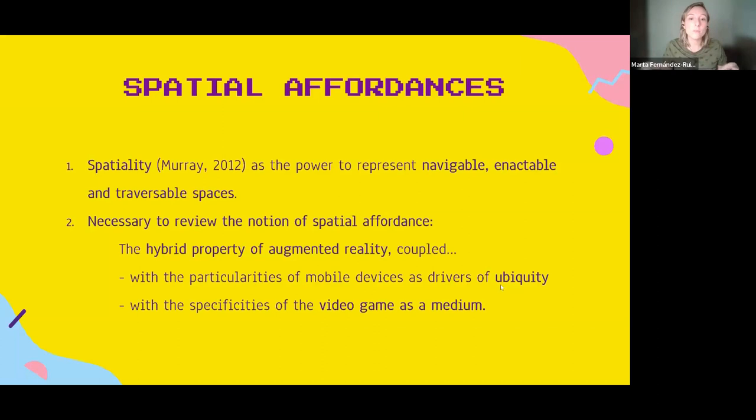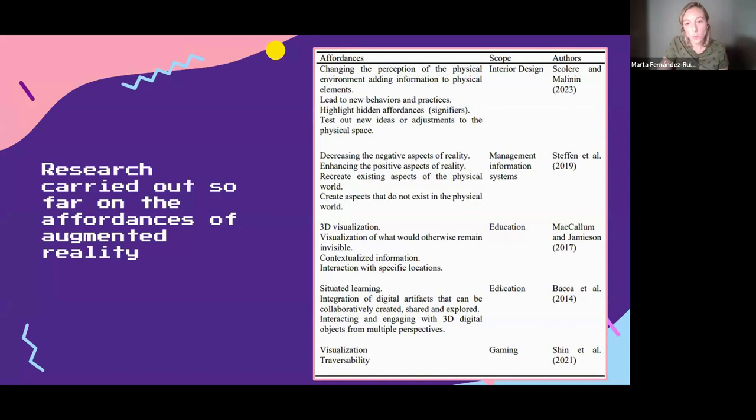taking into account the particularities of mobile devices as drivers of ubiquity and the specificities of the video game as medium. So we also carried out a literature review on different works that have assessed previously affordances of augmented reality. Some of the fields that carried out this research have to do with interior design, education, also some of them gaming, and the main affordances that they highlighted had to do with changing the perception of the physical elements, also the emergence of new behaviors and practices, as well as 3D visualization and traversability or movement gestures.